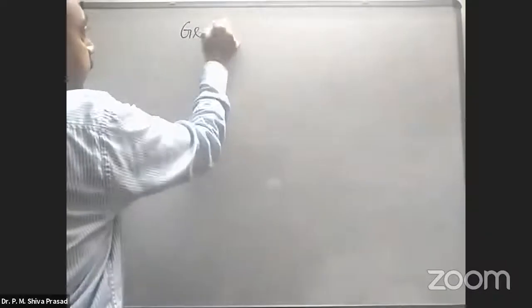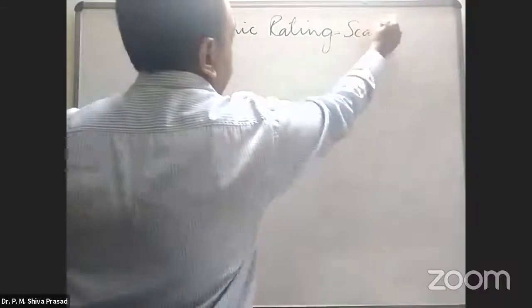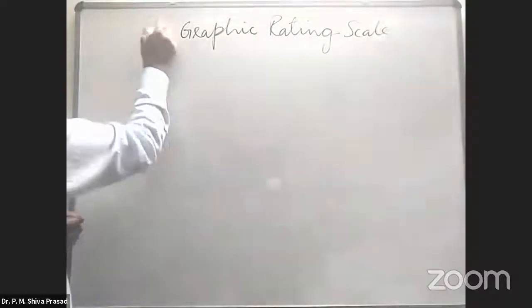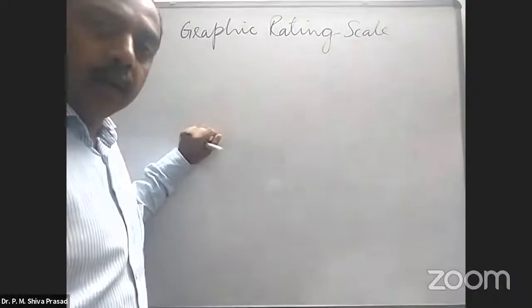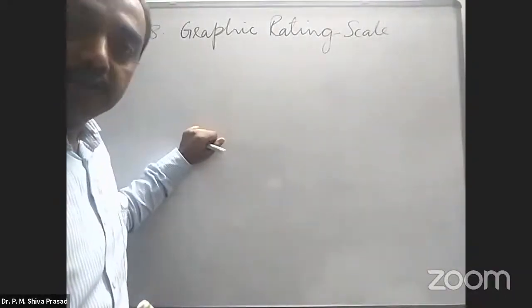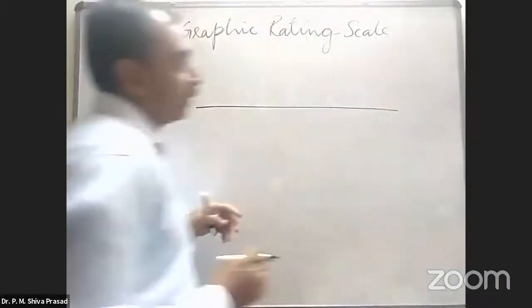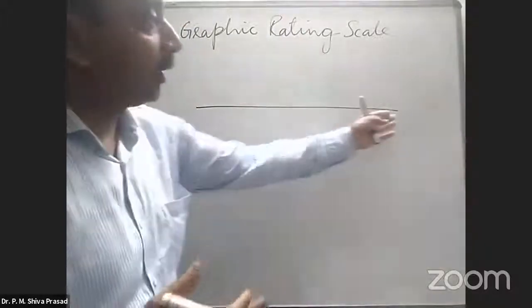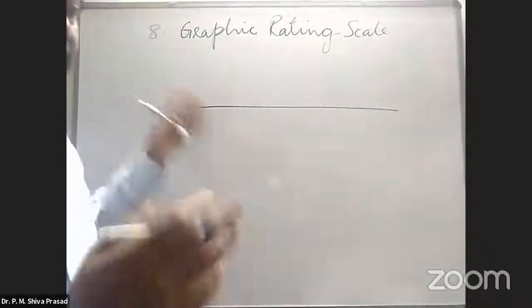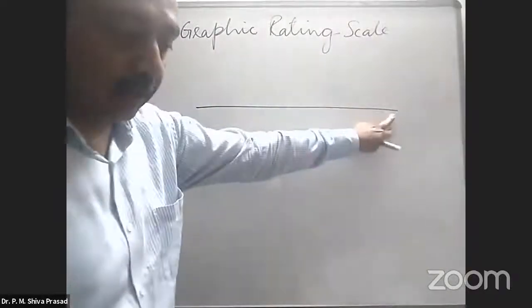Then we have the graphic rating scale. Graphic rating scale is the eighth one which I'm discussing. The moment we speak about a graph, we definitely use a continuum. I told you, a continuum is a thing which continues on either side. In this case, we'll draw a straight line like this.